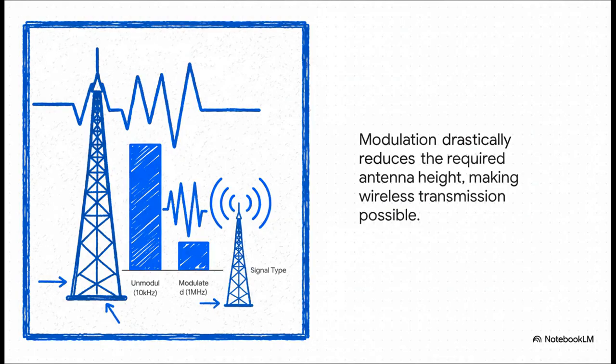And the result of all this? It's a total game changer. Look at this. By putting our signal on that high-frequency carrier wave, the antenna we need shrinks from an impossible 7,500 meters down to a completely practical 75 meters. Problem solved. Our signal is finally, officially airborne.